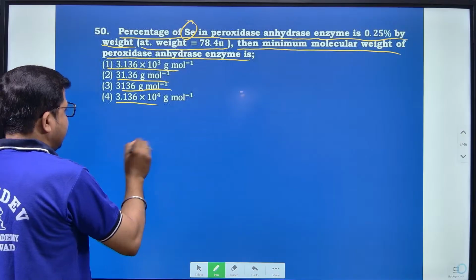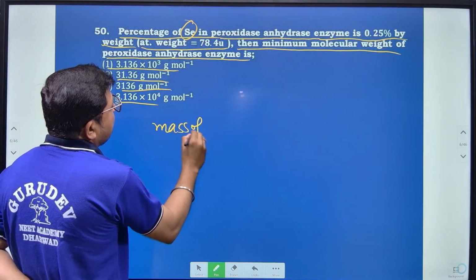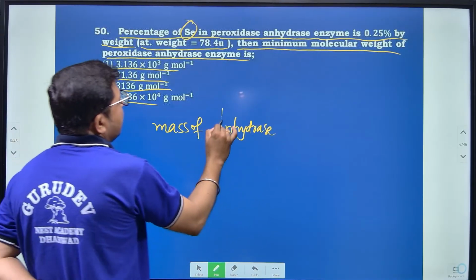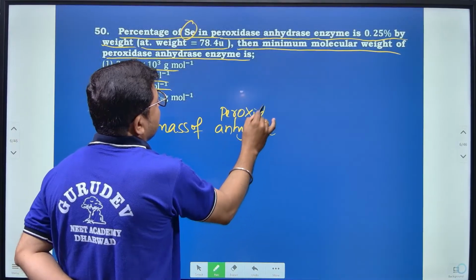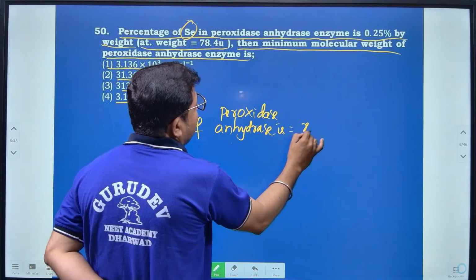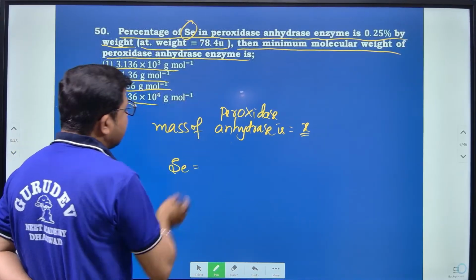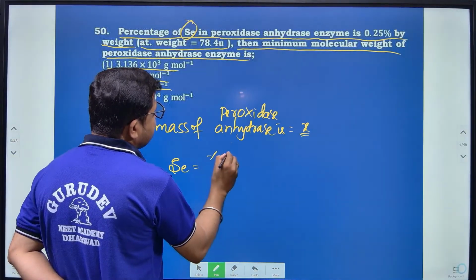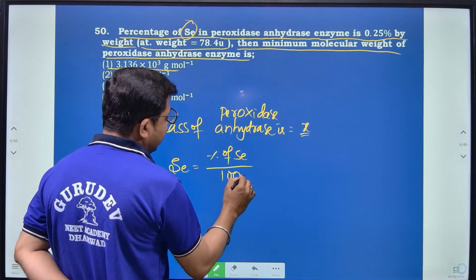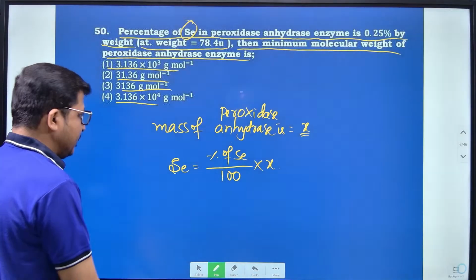Let's discuss regarding this one. See here, the mass of peroxidase anhydrase I have taken as X, and the formula is: mass of selenium, that is atomic weight of selenium, is equal to percentage of selenium divided by 100 into mass of peroxidase anhydrase, that is X.